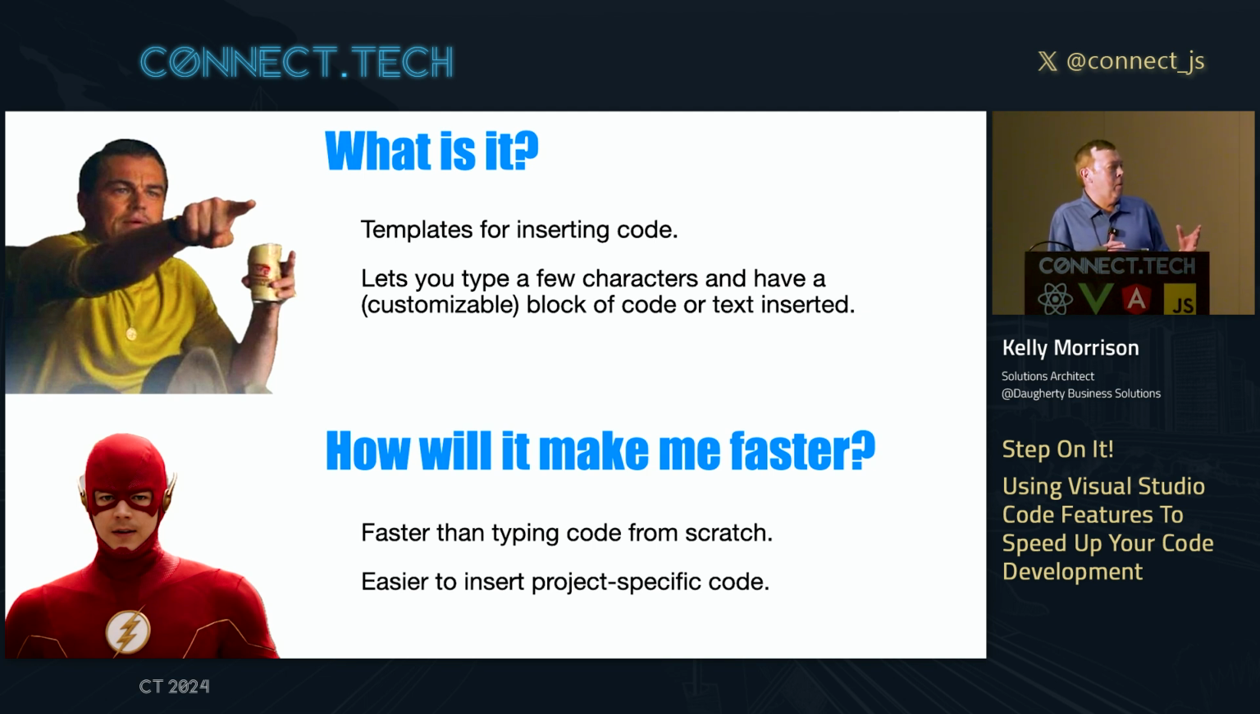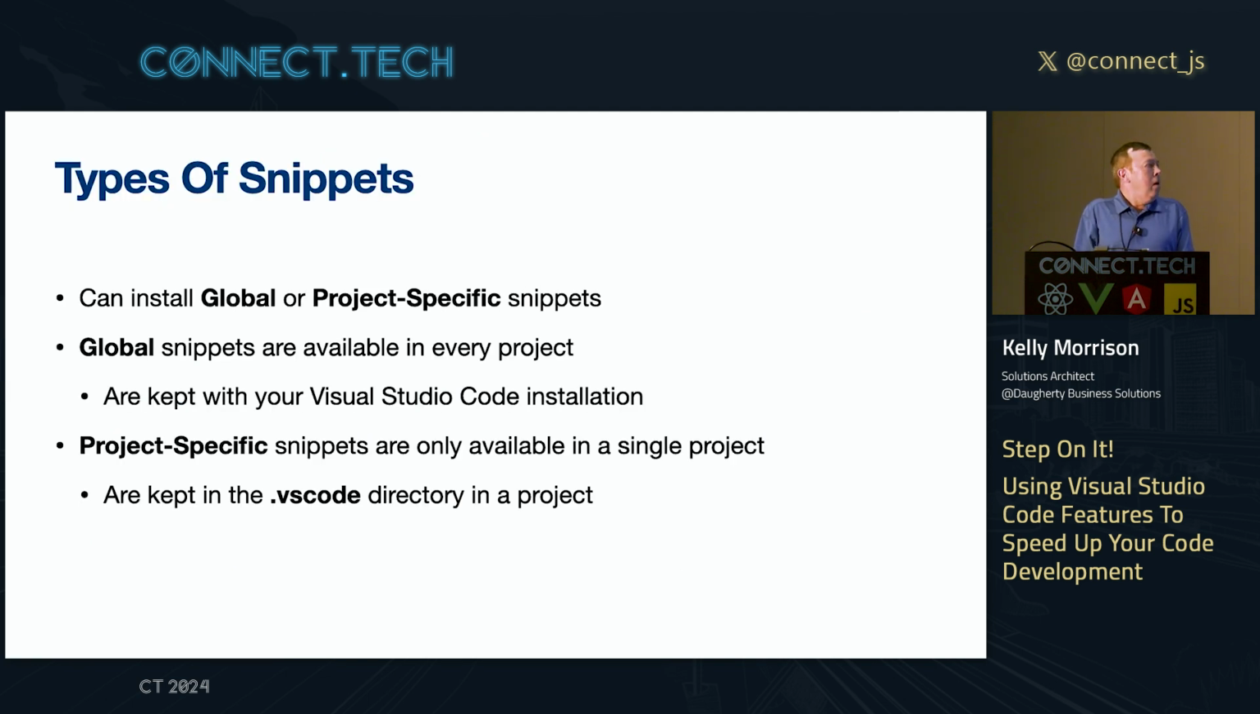And you can actually make project-specific snippets. You can create some snippets that are good for any project you create. You can create some that are only good for the project you're currently working on. And we'll see how to do that in a moment. There are 2 types of snippets. Like I just said, there are global and project-specific snippets.